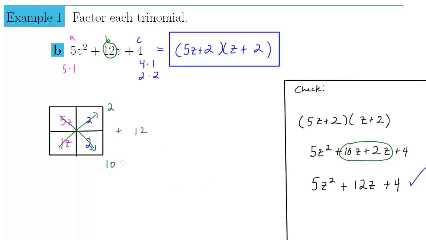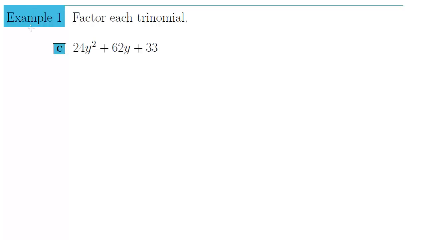Right? The 10 encodes this 10z right here. The 2 off the diagonal encodes this 2z right here. Right? The 5 and the 1 multiplied give you this 5. And the 2 and the 2 multiplied gives you this 4. Right. So this is the correct factored form. So we're good. All right, so here's the next trinomial we have to factor.